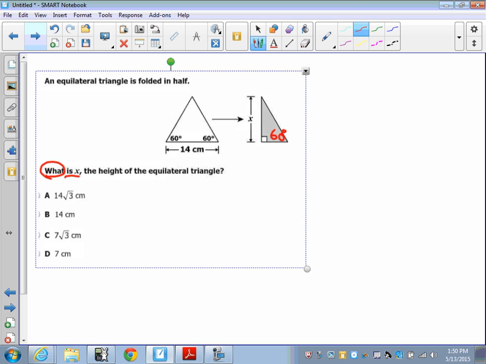We have 60 degrees. We also need to have a side though. That's one reason why this is kind of a tricky problem. We actually have two sides of this. It's an equilateral triangle, so this side has to be 14. Remember our original triangle, all the sides are equal. You should also know that when we fold 14 in half, we're going to end up with 7.